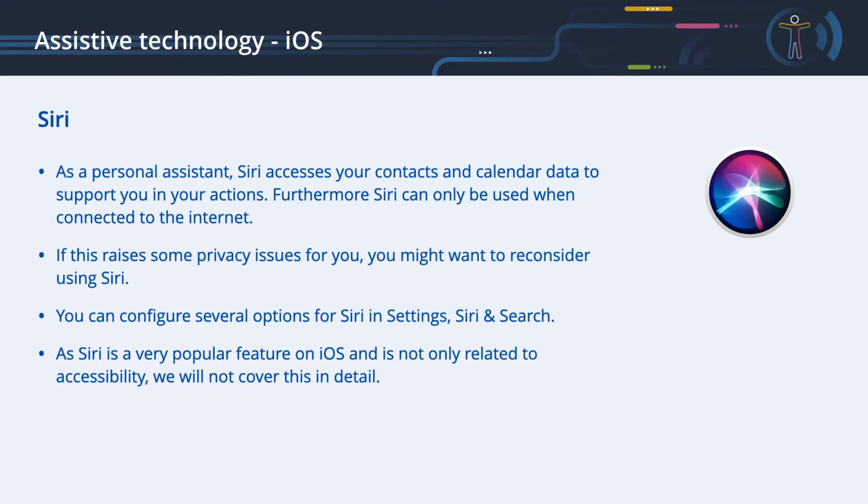As a personal assistant, Siri accesses your contacts and calendar data to support you in your actions. Furthermore, Siri can only be used when connected to the Internet. If this raises some privacy issues for you, you might want to reconsider using Siri. You can configure several options for Siri in Settings, Siri and Search. As Siri is a very popular feature on iOS and is not only related to accessibility, we will not cover this in detail.